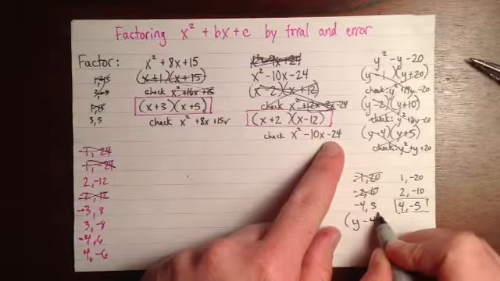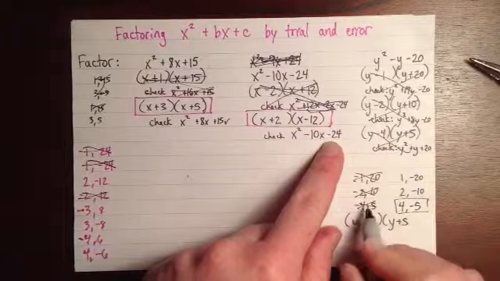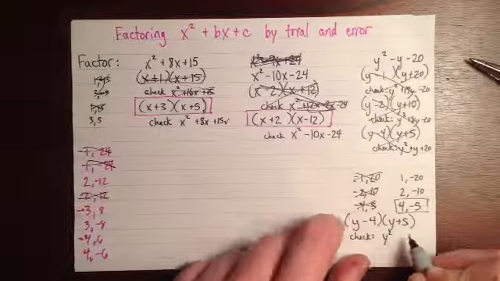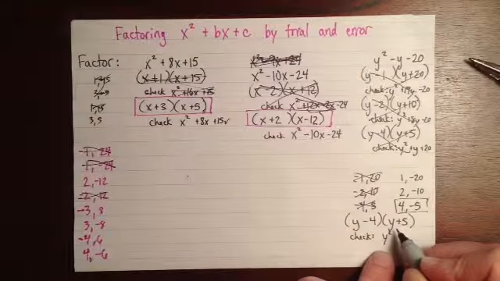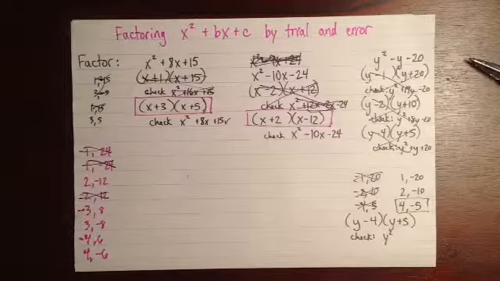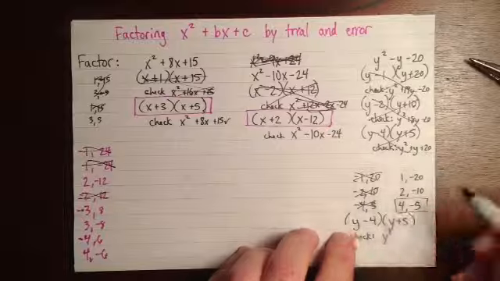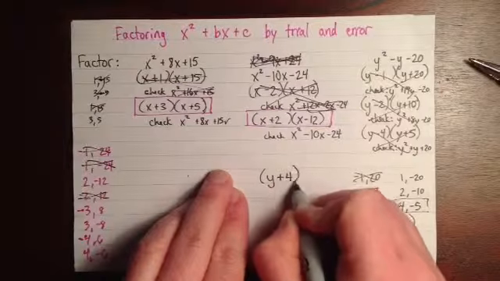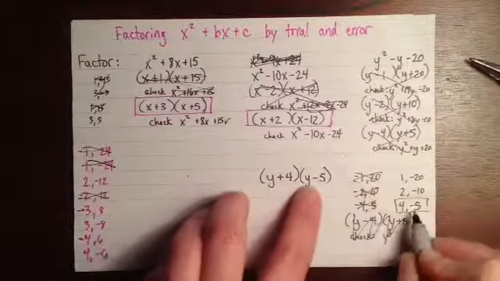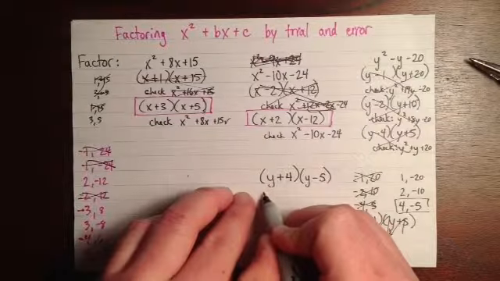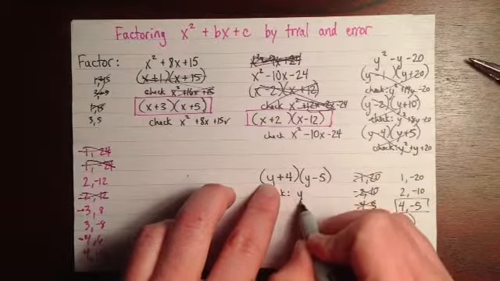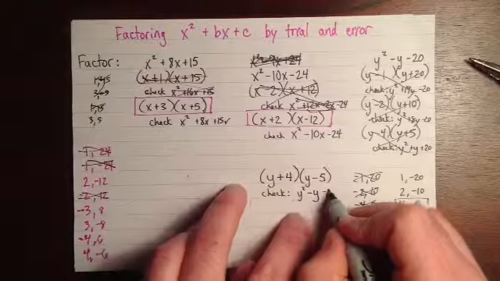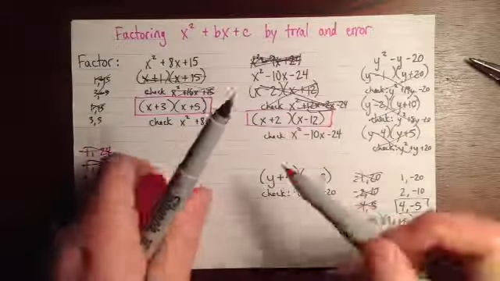Y minus 4 times y plus 5. That one was wrong. Try that. And then check, and we get y squared plus 5 minus 4. Did that wrong there. I just copied the one we just had by accident. Do this. I should slow down a little bit. Y plus 4, y minus 5. That was the one I said I was going to do. So if we check it, we have y squared minus 5 plus 4, so that's minus y minus 20. That's what we wanted. So this is the right answer.